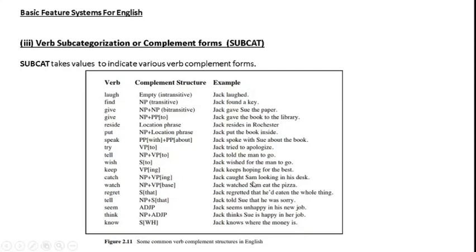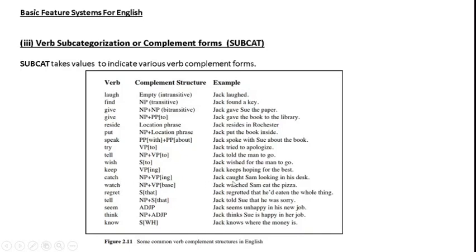So it means that the verb caught is here complemented by another phrase. This is known as the verb complement form. In order to indicate which verb complement form is expected in a sentence, we will use the subcat feature. So let us take the catch example again.